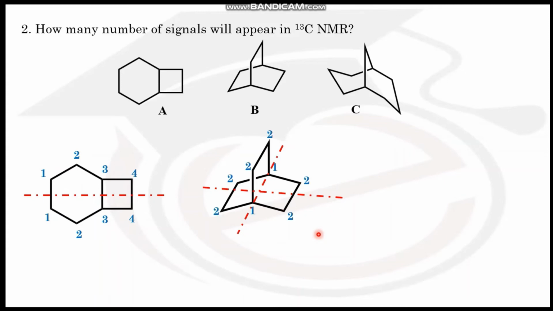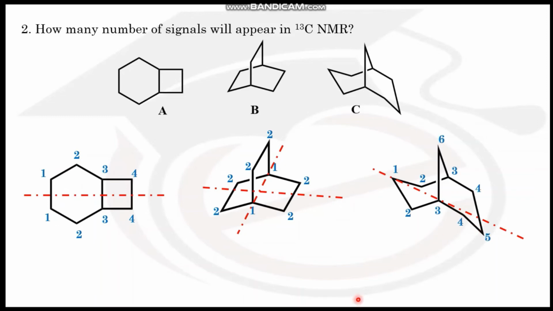When coming to this compound, there is a plane like this, passing through this carbon and this carbon. So that also equally cuts the compound. Then this is the first carbon, this is the second, third, fourth, fifth, sixth. So 6 types of carbon are present. So in the first compound 4 types of carbon, in the second 2 types of carbon, and in the third 6 types of carbon are present.